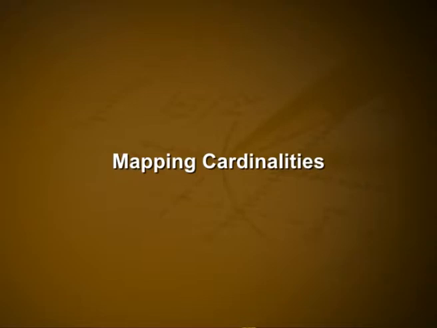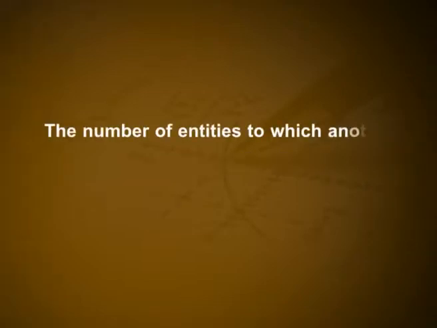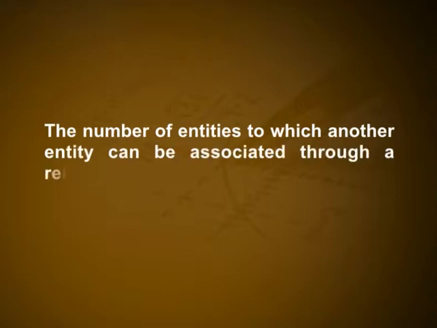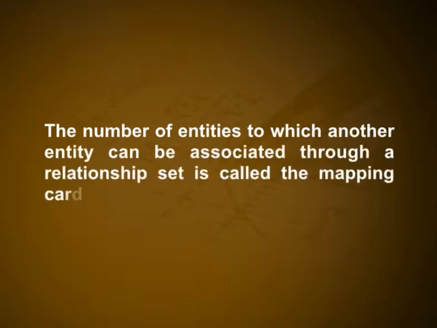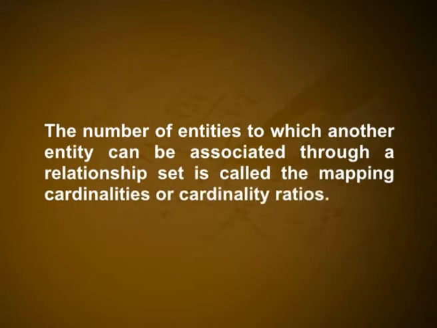Mapping cardinalities. The number of entities to which another entity can be associated through a relationship set is called the mapping cardinalities or cardinality ratios. They are highly useful while describing binary relationships, even though relationship sets involving more than two entity sets can also be described. A binary relationship set R between entity sets A and B can be one among one to one, one to many, many to one and many to many.